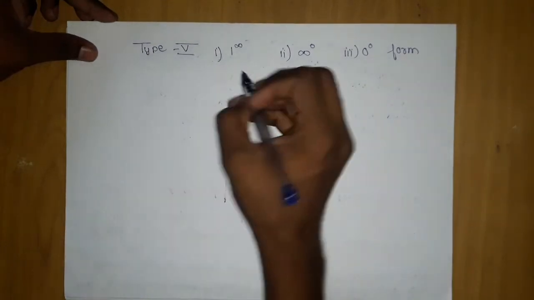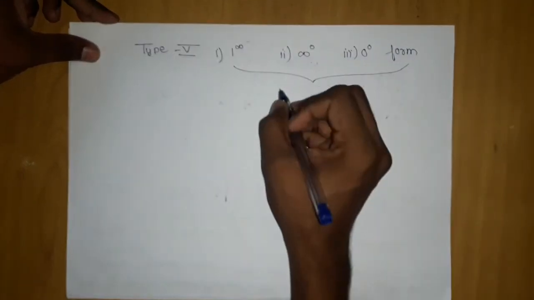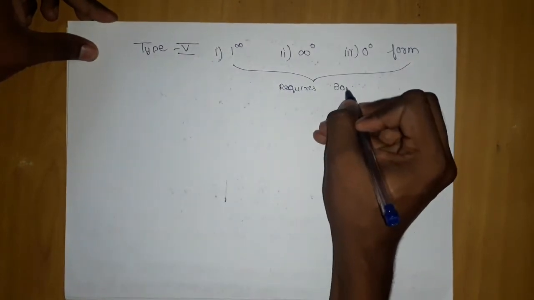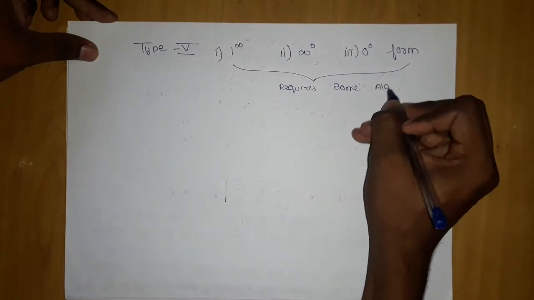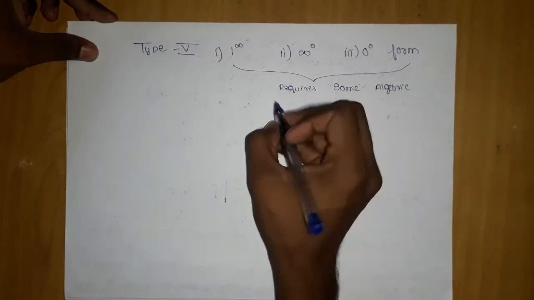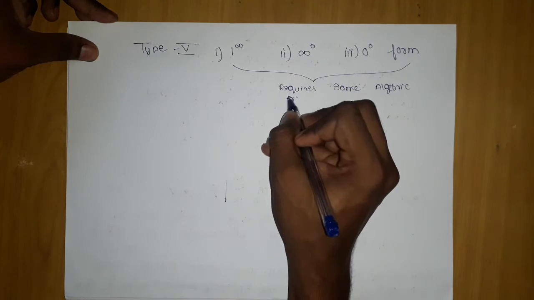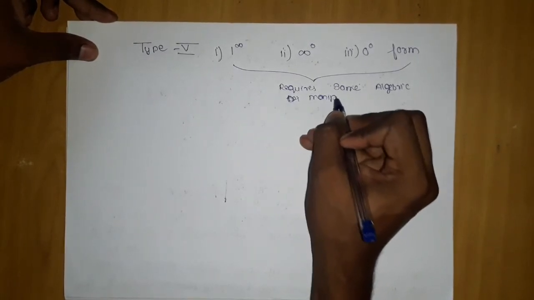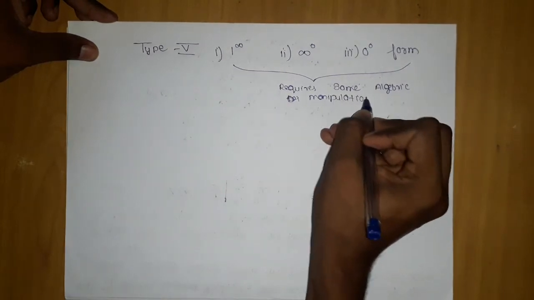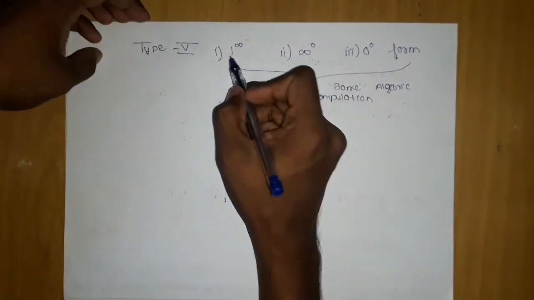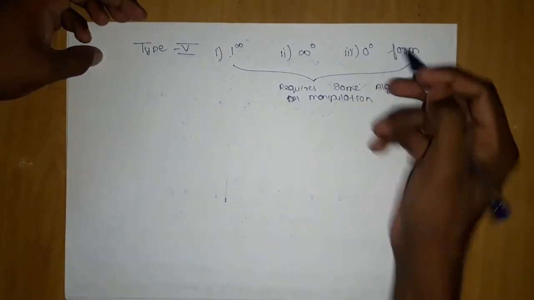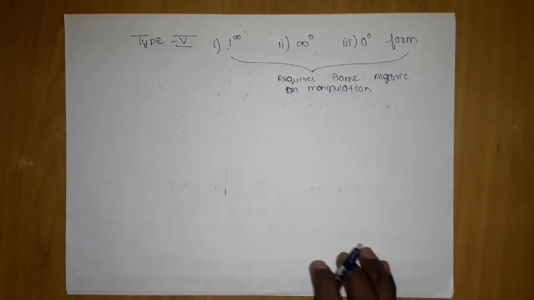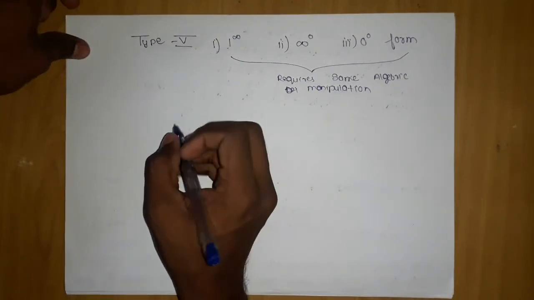Now all three require the same algebraic transformation or manipulation. I will tell you the manipulation, whether it is this type or this type, whatever form it is, you have to just apply that manipulation and you will get the answer. So let's discuss how these three types appear.